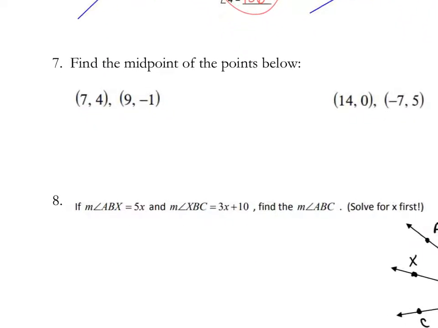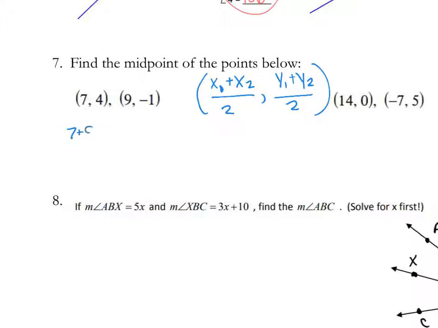Question 7 is asking us to find the midpoints below our midpoint formula. That's where you find the middle between the 2 coordinates. So I'm going to say x1 plus x2 divided by 2, and then y1 plus y2 divided by 2. So our midpoint is technically an ordered pair.